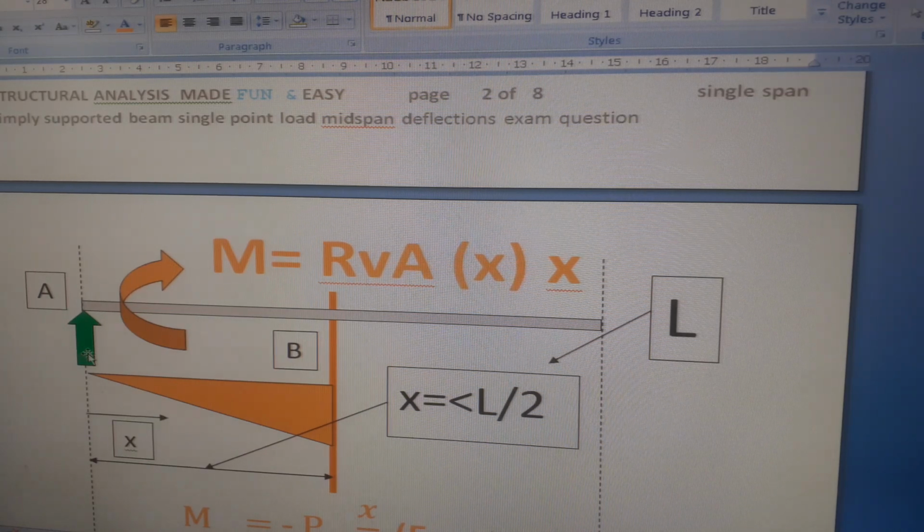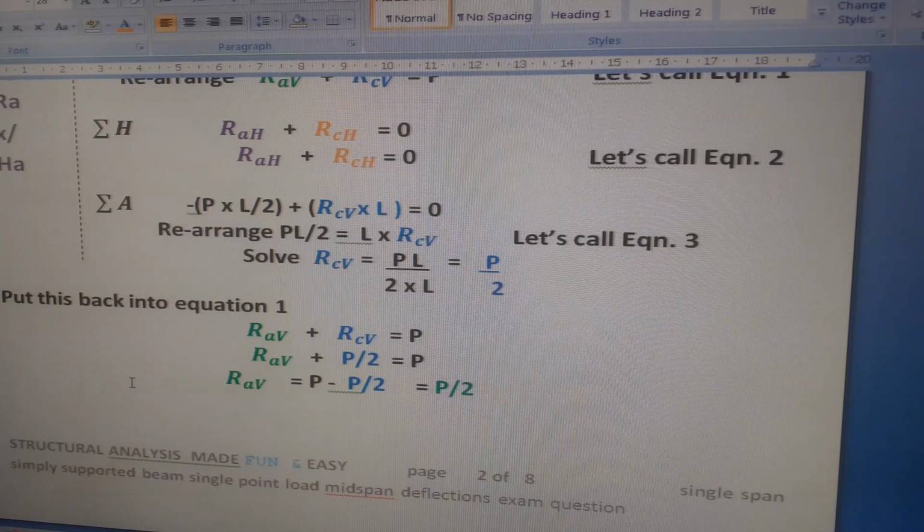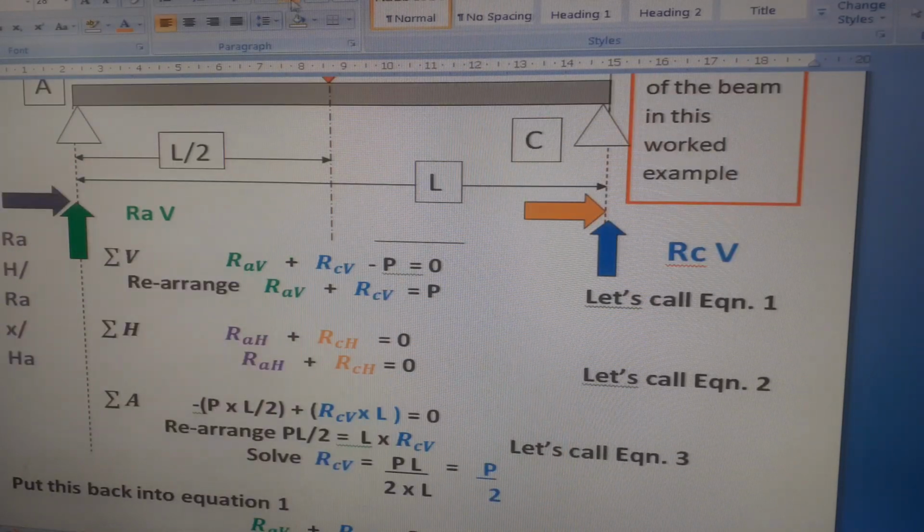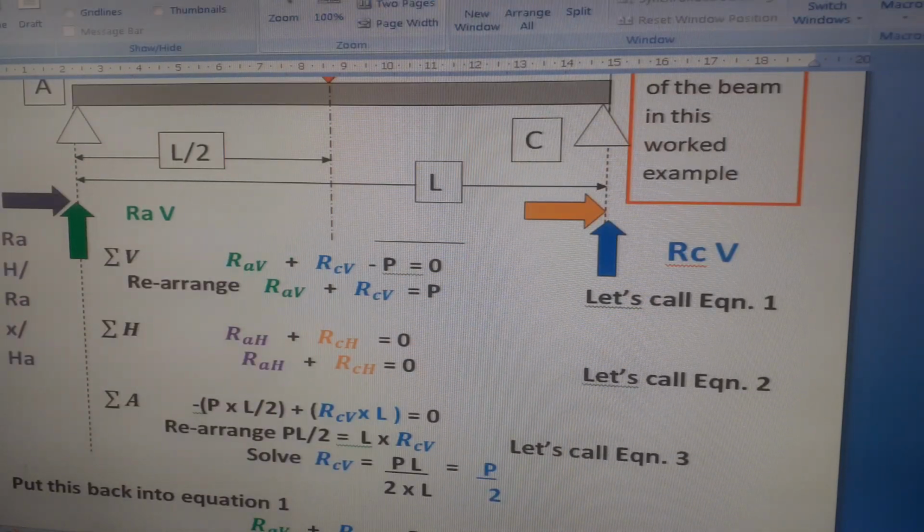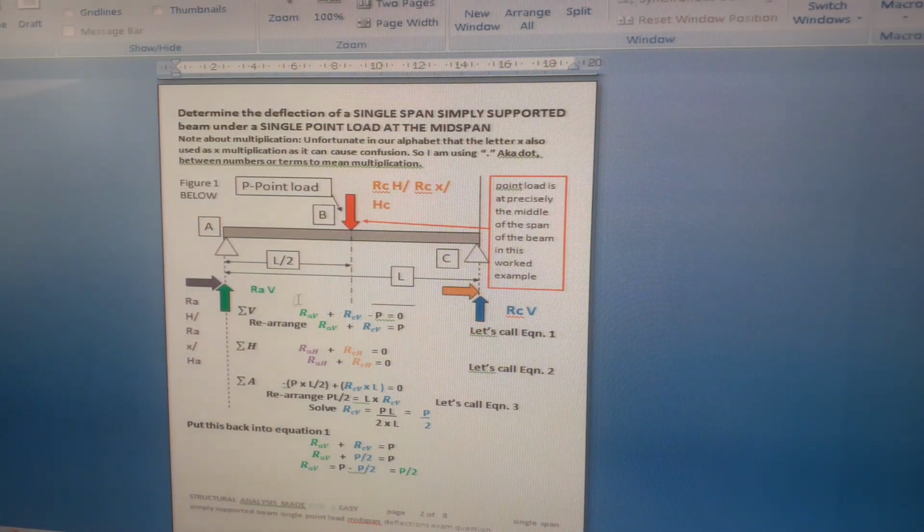So basically that means we need to find RA. I know this is easy, so easy. I'm just working through it to show anyone who's just starting out, maybe you're just starting your theory of structures courses at university.